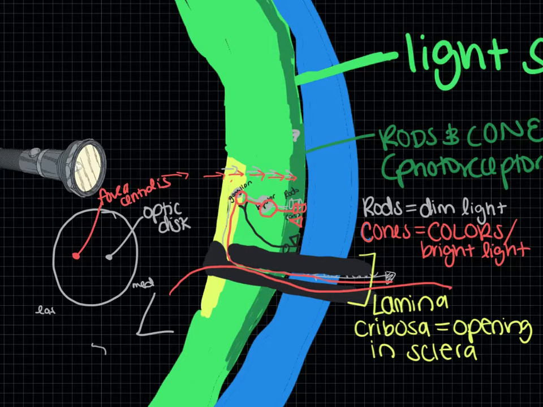Just surrounding the fovea centralis is going to be an area called the fovea, which is going to have some convergence, so it's going to have a little bit less acuity than the fovea centralis. And then surrounding the fovea is going to be the macula lutea, which is going to be a yellow pigmented area in the eye. So once again, keep in mind that all three of these structures are going to be lateral to the optic disc.